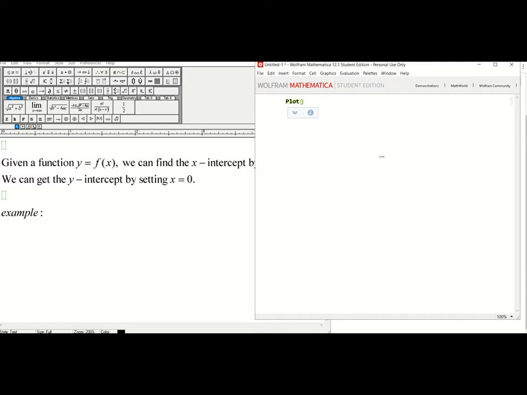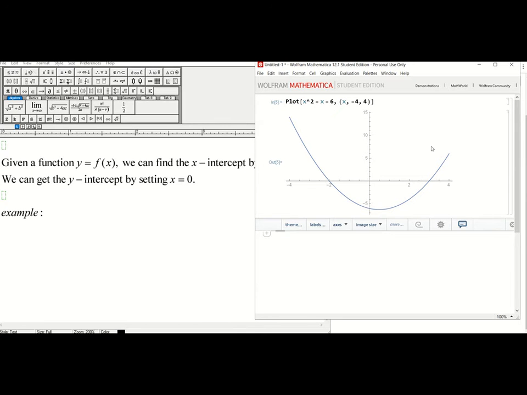Let's plot, let's say, x squared minus x minus 6. We need to choose bounds for x, so let's say negative 4 to 4 or something. Okay, let's look at what this looks like. It looks something like this, right?